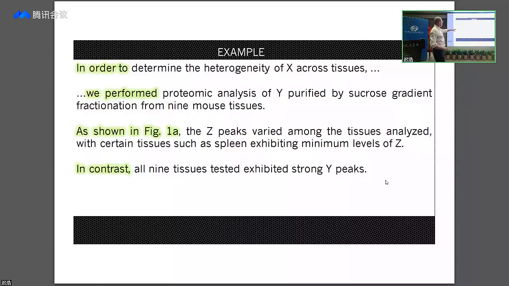So let me give you an example here. Yeah, this is from a paper I'm editing. In order to determine blah blah blah, sentence continues. We performed analysis of XYZ. Then a new sentence: as shown in figure 1a, the peaks varied, blah, blah, blah. Next result: in contrast, all 9 tissues tested exhibited strong white peaks.